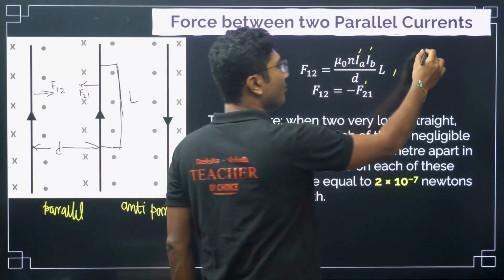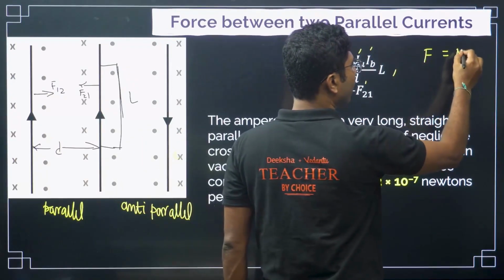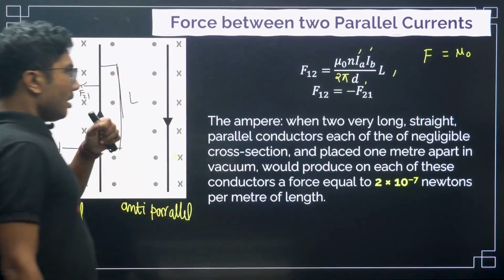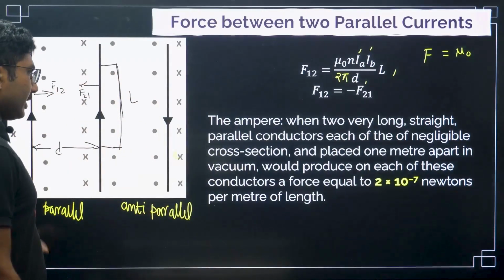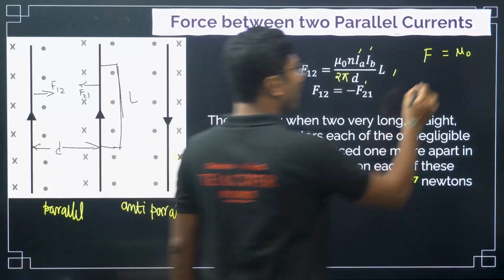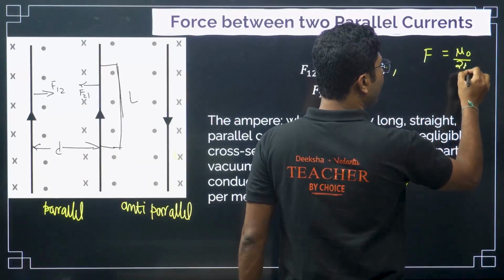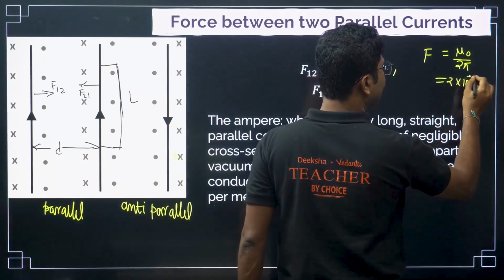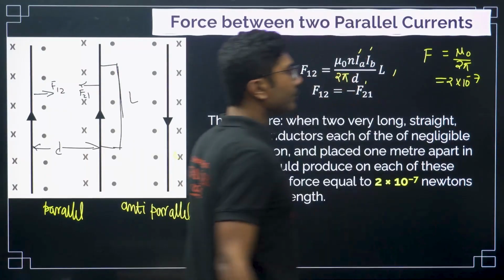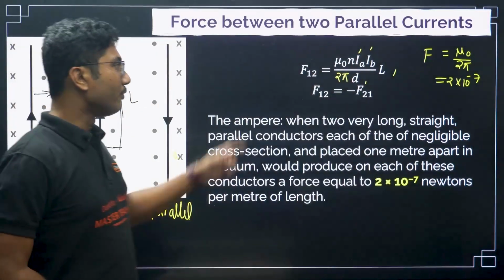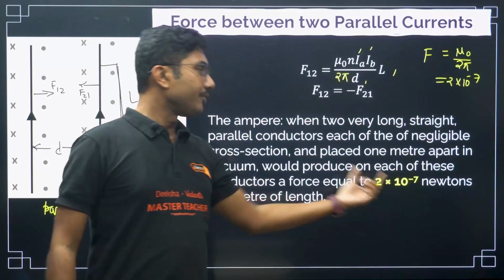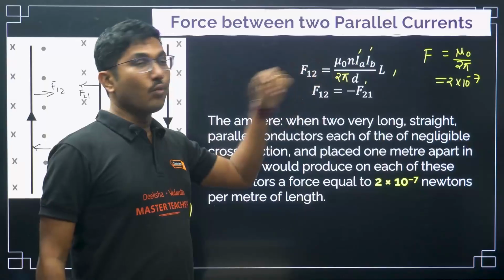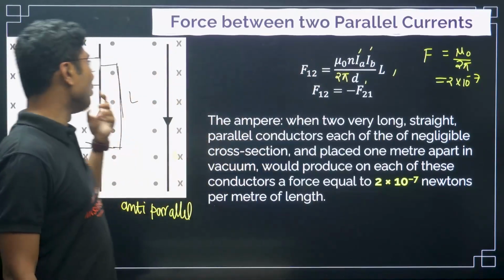You will have force equal to only mu naught. I think there is a mistake, there will be a 2 pi over here. Now you will have mu naught by 2 pi, and mu naught by 2 pi is nothing but 2 into 10 to the power of minus 7. So this is the amount of force that you will get if you have 1 ampere current passing through both the wires.